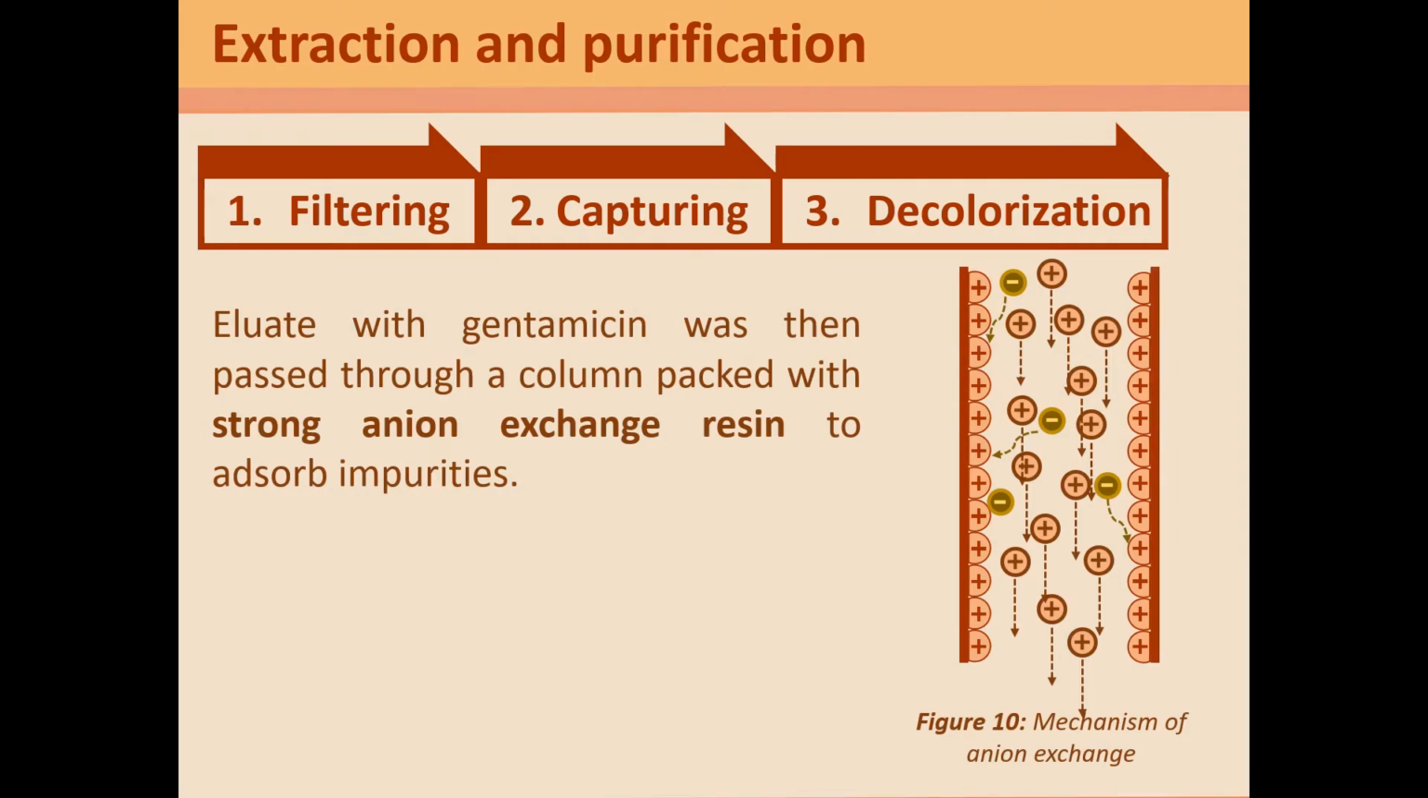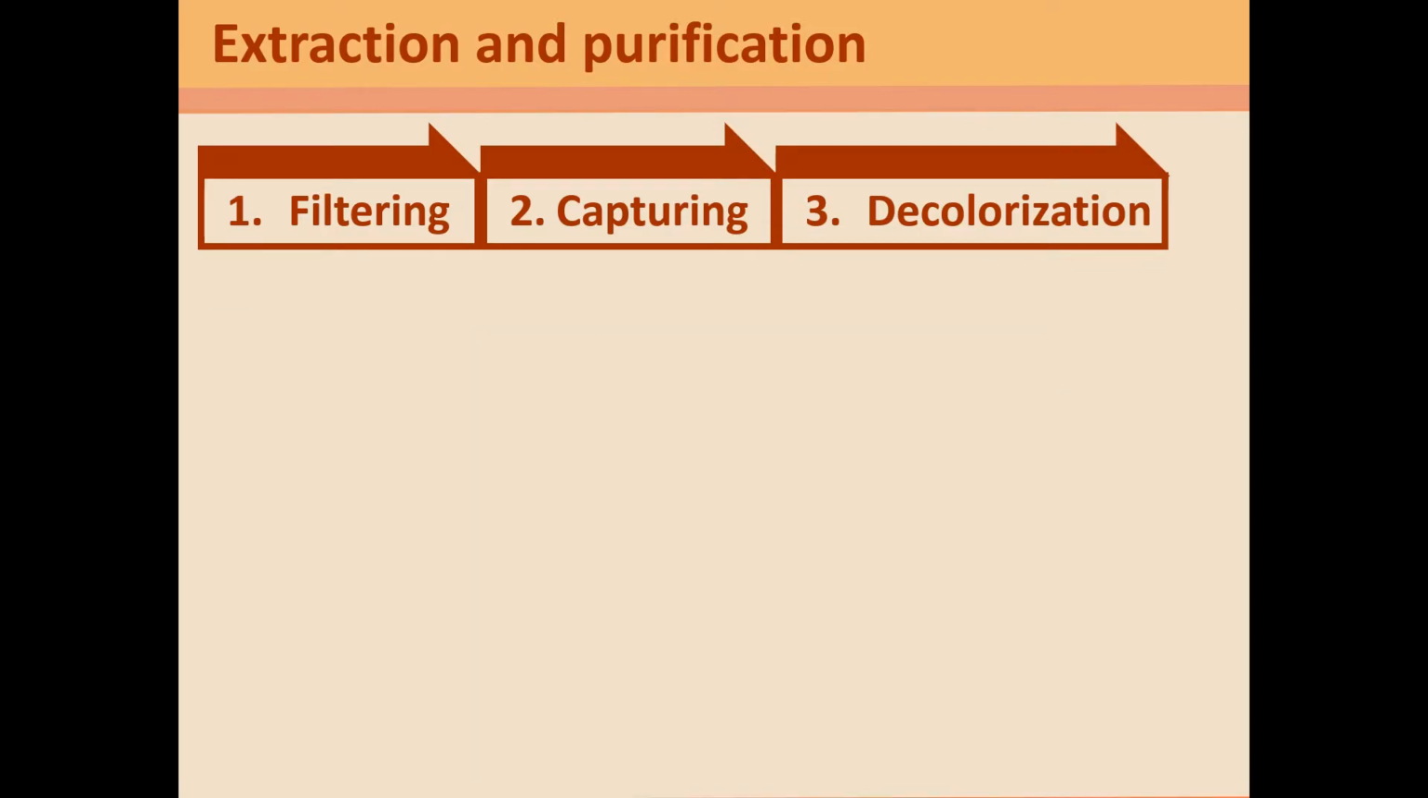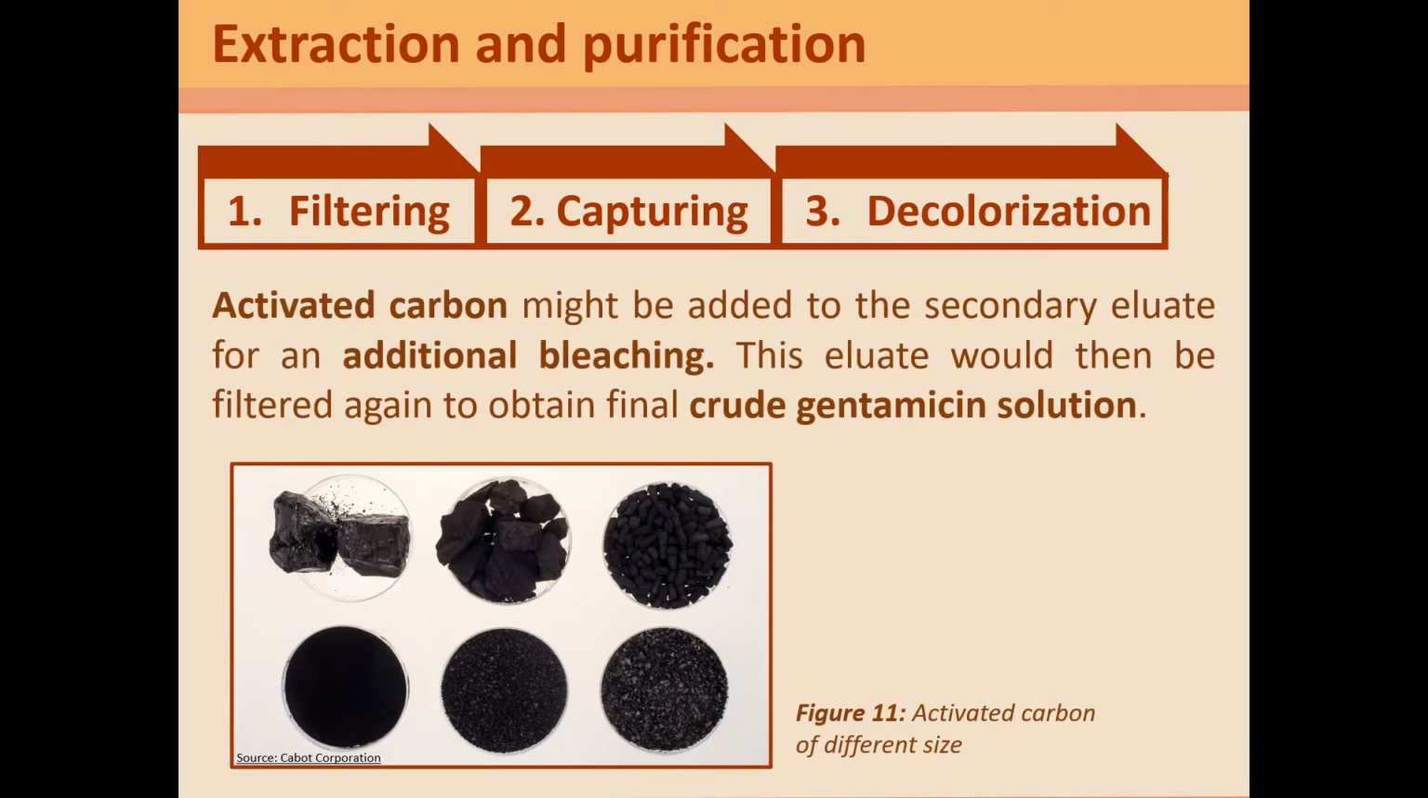The eluate was passed through a column packed with strong anion exchange resins to absorb impurities. Mechanisms of anion exchange are shown in Figure 10. Activated carbon might be added to the secondary eluate for additional bleaching. This tertiary eluate would then be filtered again to obtain the final crude gentamicin solution.